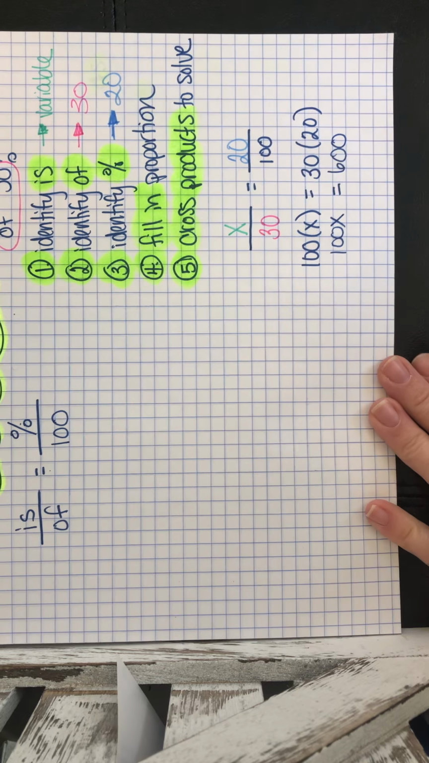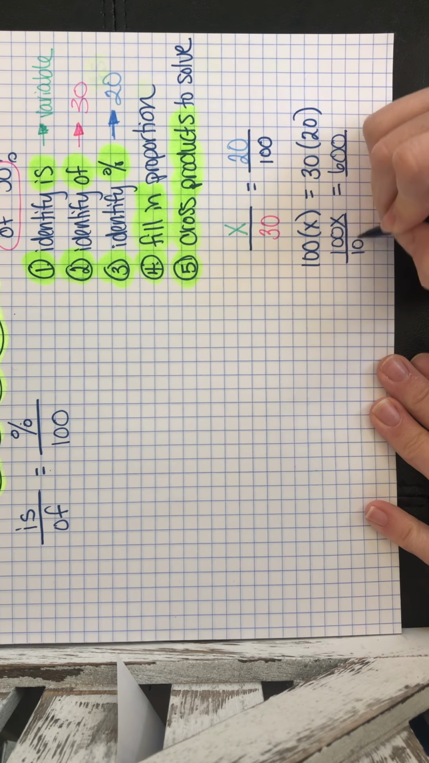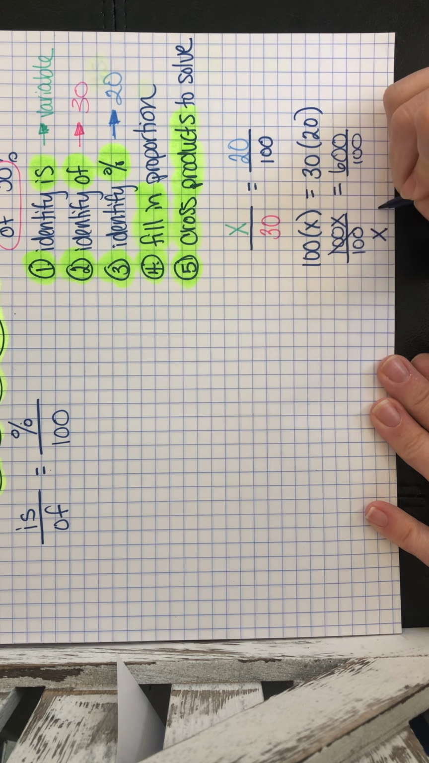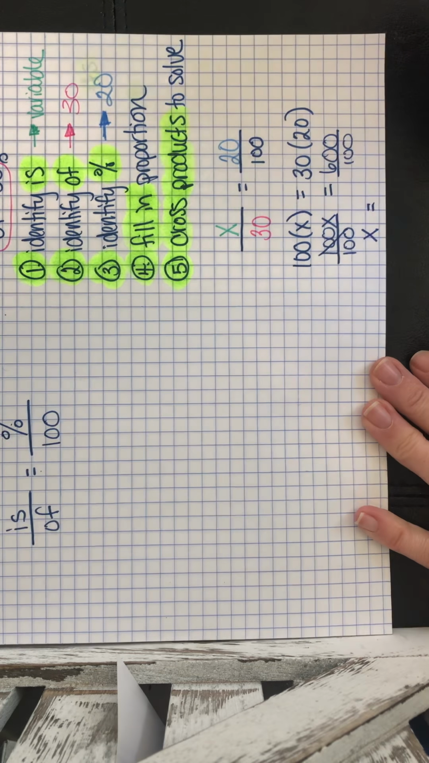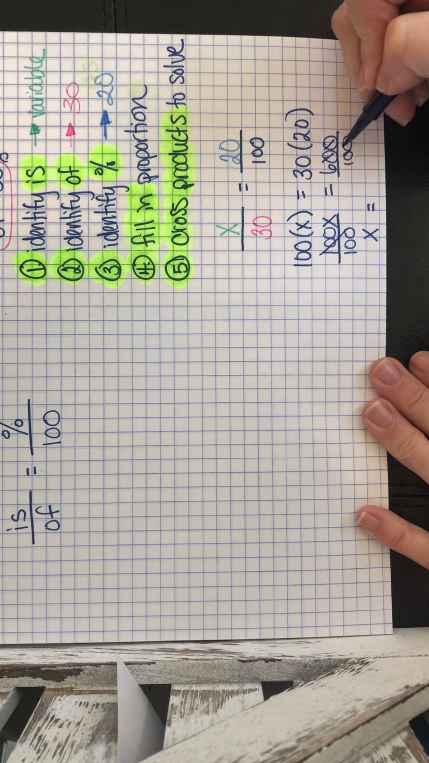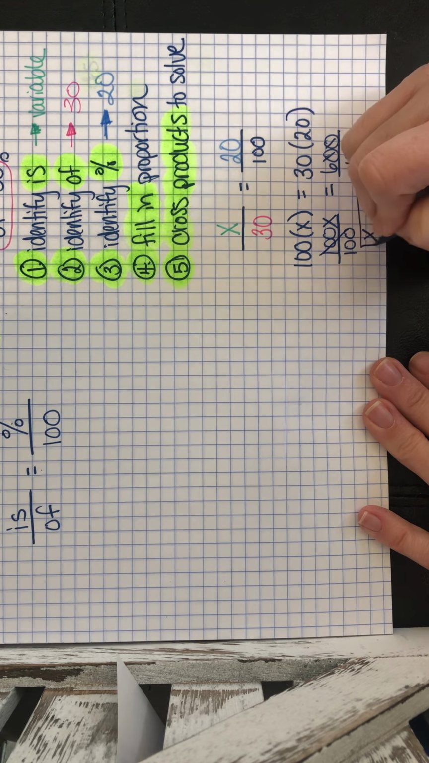Here we have to isolate our variable. So this is a one-step equation, so we want to divide both sides by 100. 100 divided by 100 is 1x, or just x. And then on the other side, we have 2 zeros in the numerator and 2 zeros in the denominator. So what we can do is get rid of those zeros. And now we just have 6 divided by 1, which is 6.